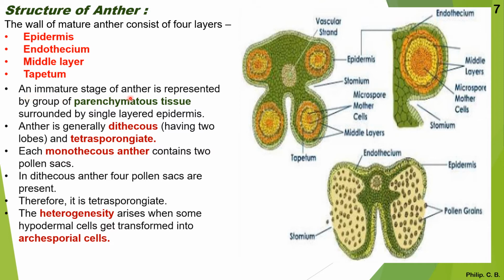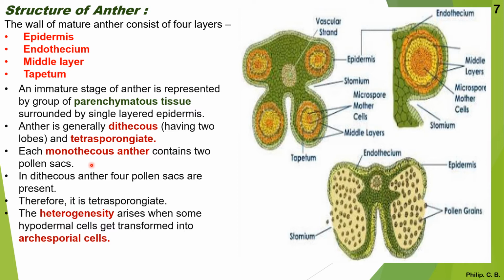An immature stage of an anther is represented by a group of parenchymatous tissue surrounded by a single-layered epidermis. Anther is generally dithecous, having two lobes. So the term dithecous means two-lobed structure, and tetrasporangiate, tetra means what? Four. So you can see 1, 2, 3, 4, right? So again we come across various terms now. These terminologies are very important from one-word or MCQ point of view. Okay, and understanding the concept is very important.